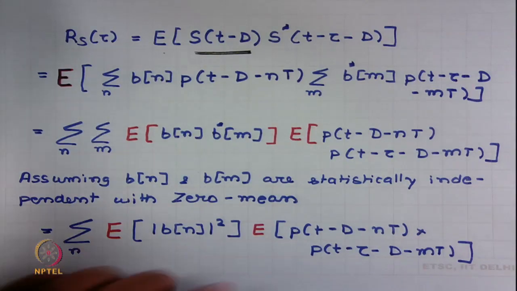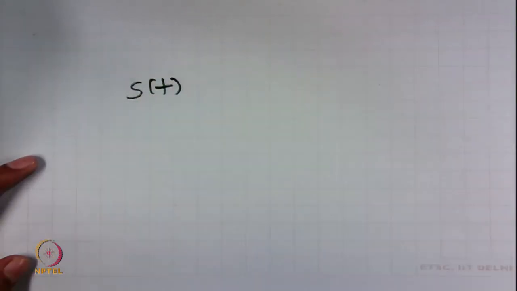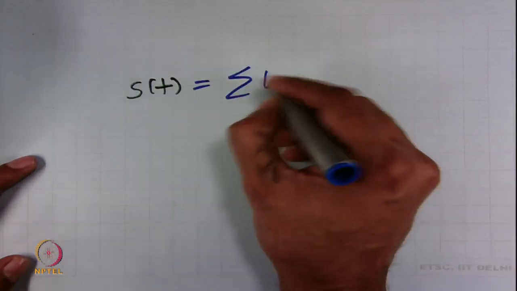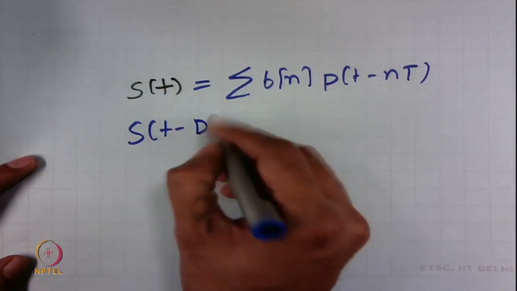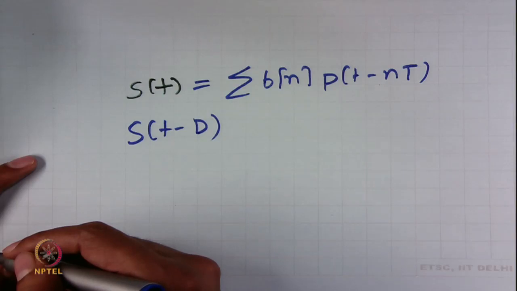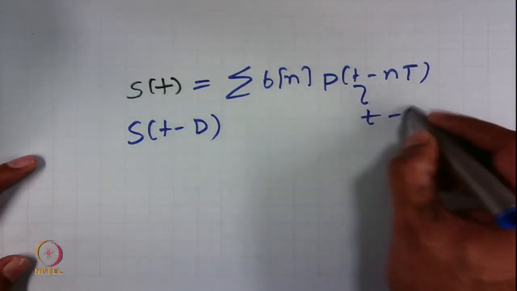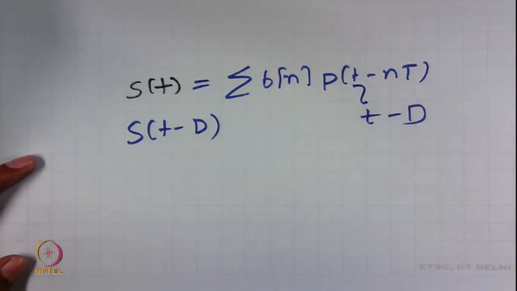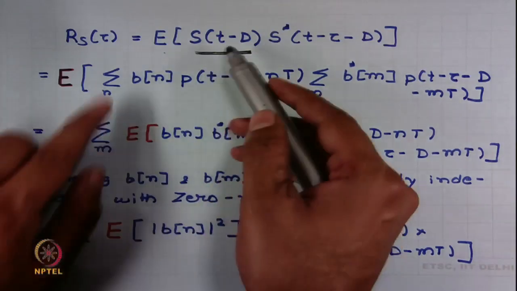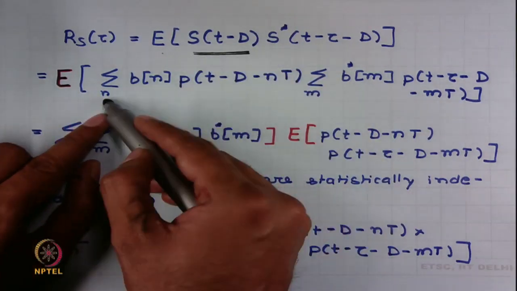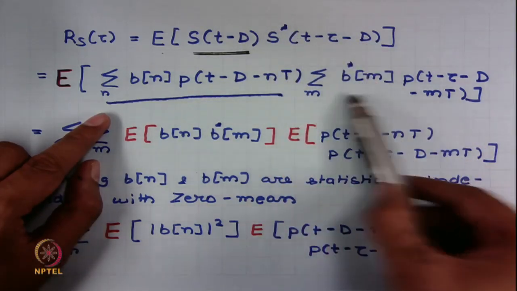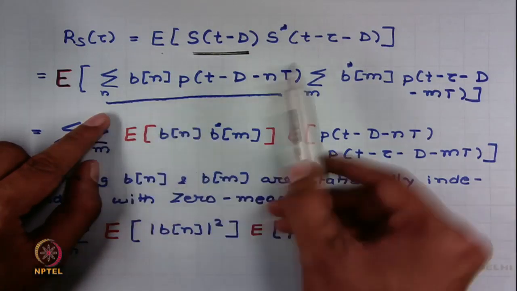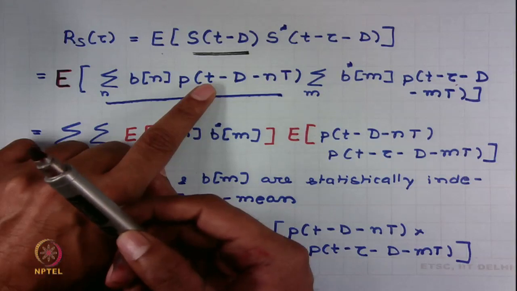Let me write what this S(t) is. S(t), as I have said, is nothing but the sum of B_n p(t - nT). So, if we want to find S(t - d), all I need to do is change t to t - d, a random variable. Replacing S(t - d) by this, and replacing the conjugate S(t - τ - d) by this, what is the difference? Instead of t, now I have t - τ, and instead of n I have m.